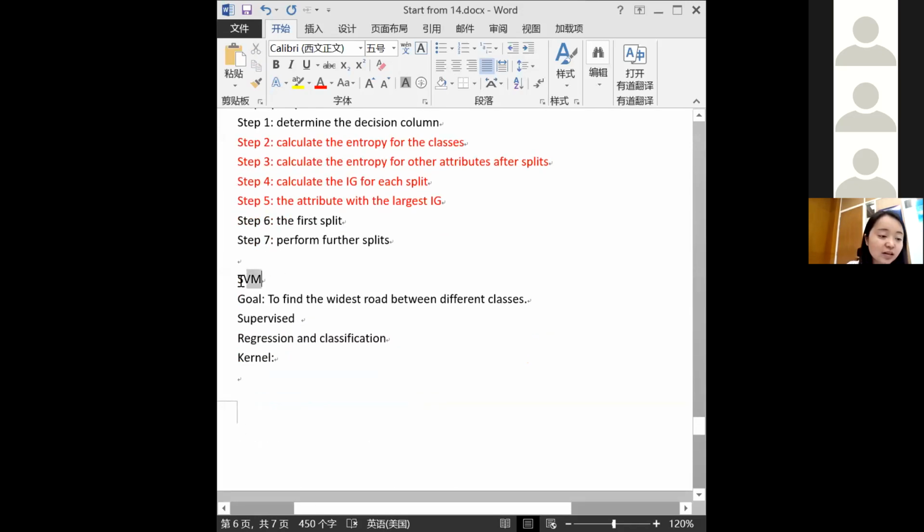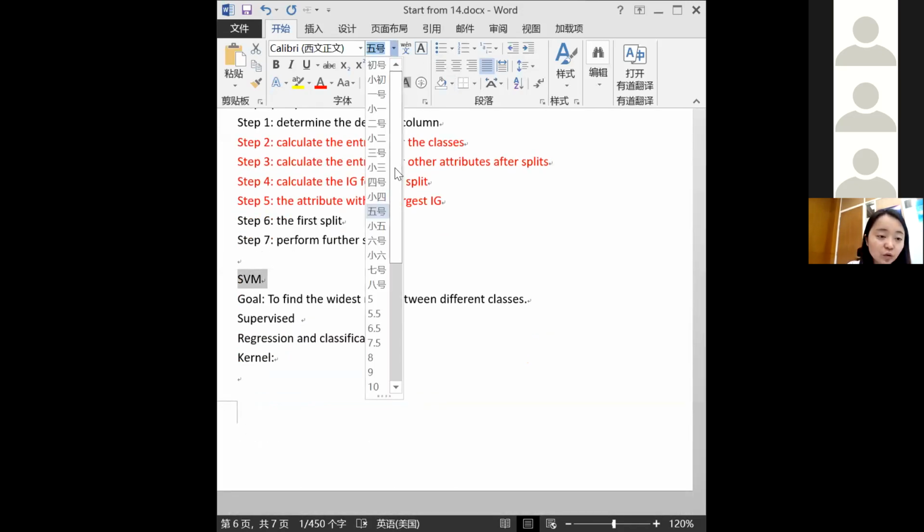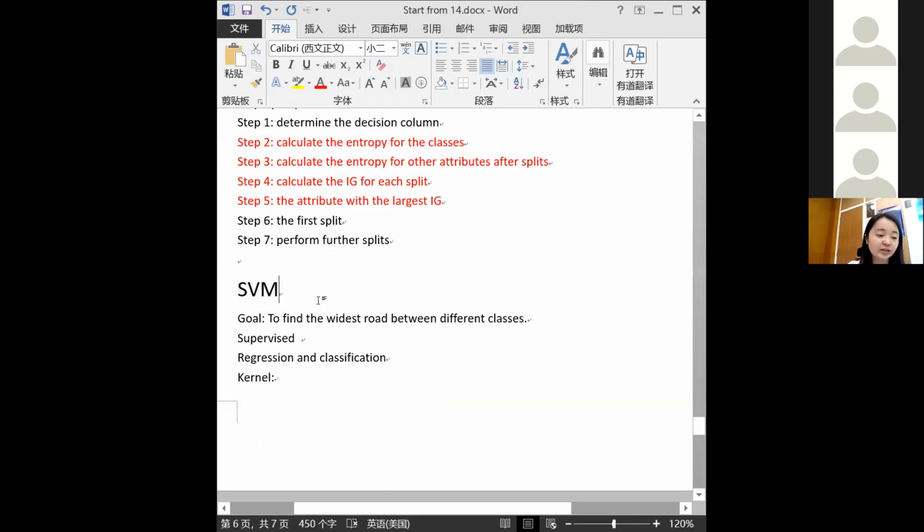And the last one we're going to talk about is SVM. The goal of SVM is to find the maximum margin between 2 classes, or we can say in another way, to find the widest road between 2 classes. So here, how do we find the widest road?